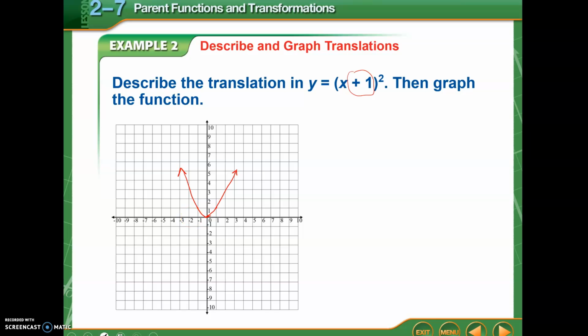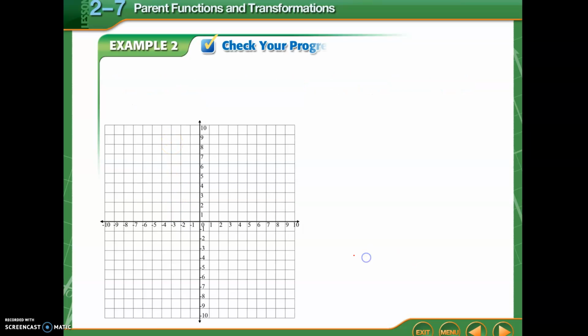So my new function is going to take that parent function I just drew, and my vertex now is going to be left 1, and then it's going to be the U shape. I'm not looking to have a perfect graph of it, but I should have a good idea that it's moved, and it kind of goes over 1, up 1 on each side. After that, it's just a curve.